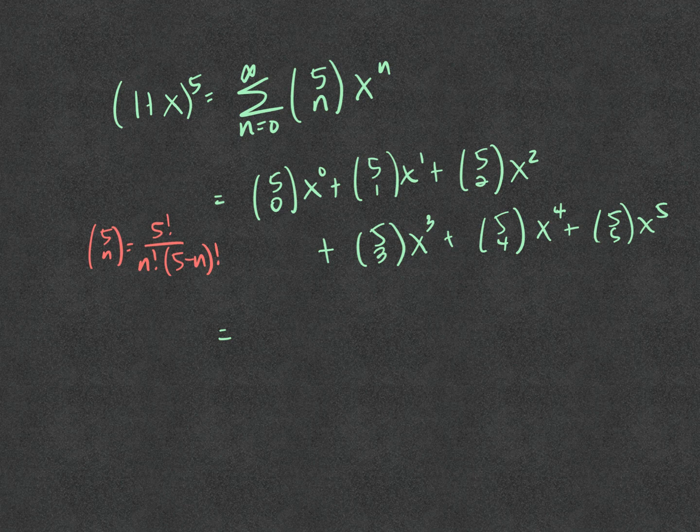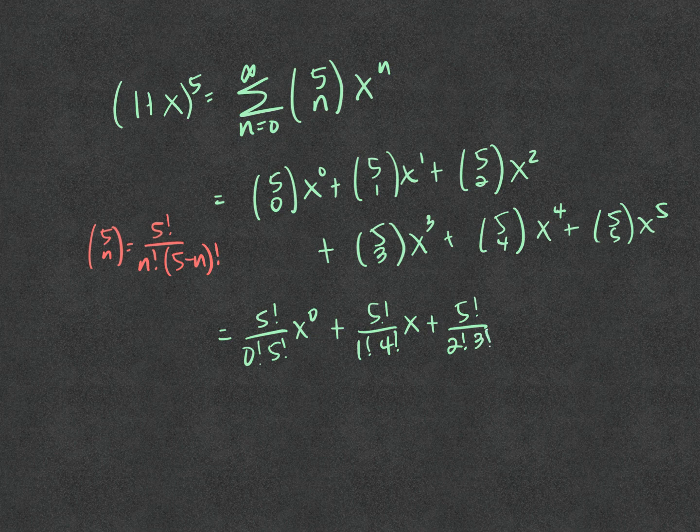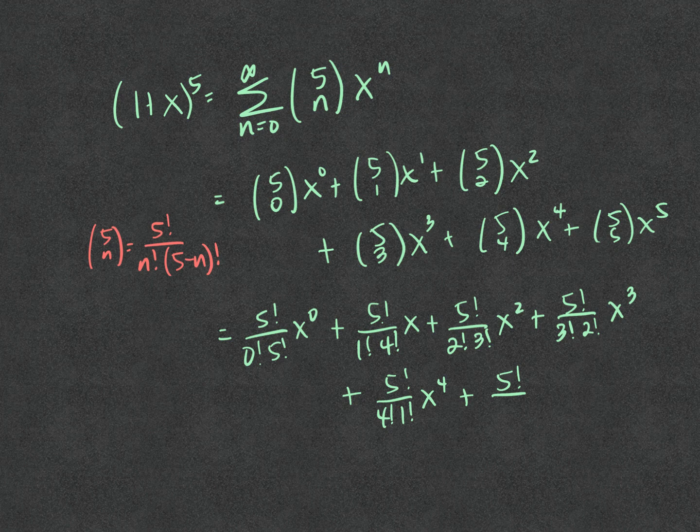So I have 5 factorial over 0 factorial times 5 factorial. 5 minus 0 is 5 factorial, x to the 0, plus 5 factorial over 1 factorial times 4 factorial, since 5 minus 1 is 4, x to the first, plus 5 factorial over 2 factorial times 3 factorial, x squared, plus 5 factorial over 3 factorial times 2 factorial, x to the third, plus 5 factorial over 4 factorial times 1 factorial, x to the fourth, plus 5 factorial over 5 factorial times 0 factorial, x to the fifth.